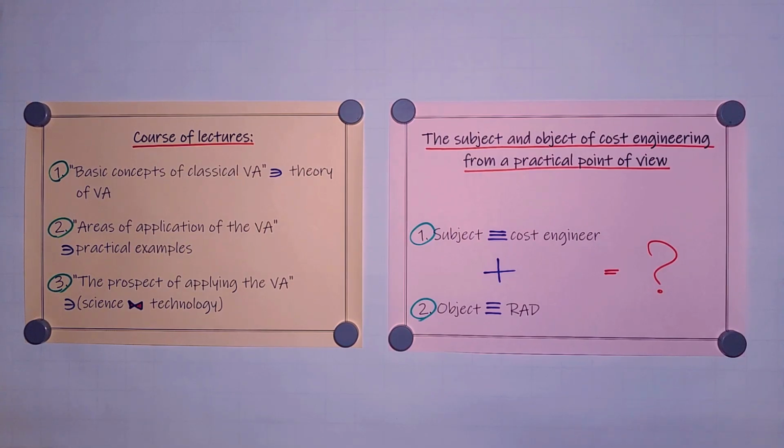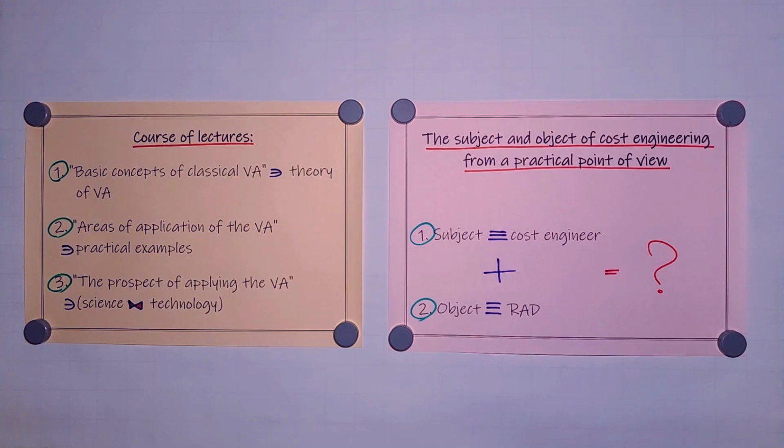Without going into the course of lectures in depth, I would like to designate the subject and object of cost engineering from a practical point of view. The subject is a cost engineer. The object is a set of reference and analytical documentation, RAD, generated during the product development cycle in addition to a set of design engineering documentation.